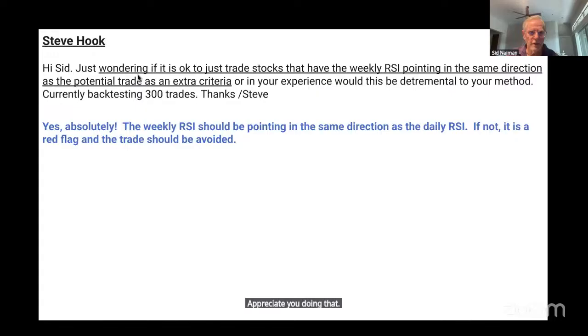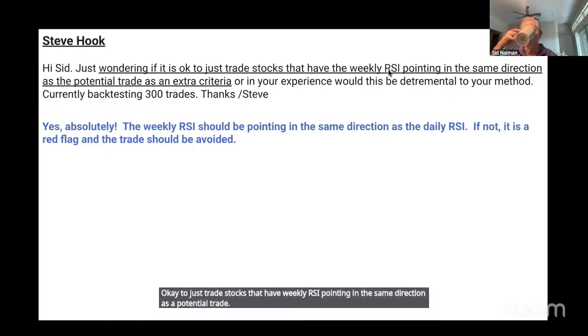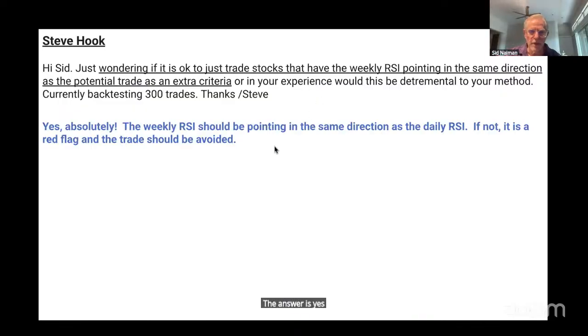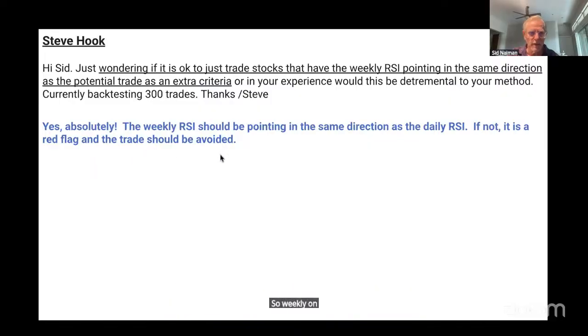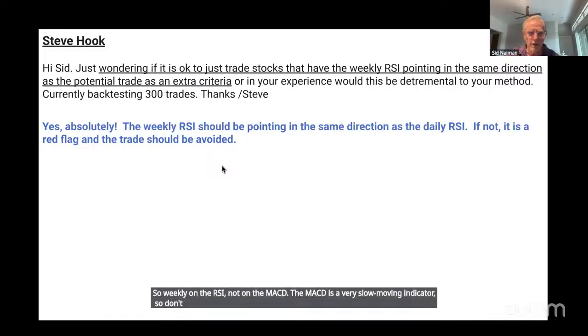Now, Steve says, wondering if it's okay to just trade stocks that have weekly RSI pointing in the same direction as a potential trade. The answer is yes. Matter of fact, the weekly RSI should be pointing in the same direction as the daily RSI for the trade. If it's not, it's a red flag and the trade should be avoided. So weekly on the RSI, not on the MACD. The MACD is a very slow moving indicator, so don't worry about the weekly on the MACD, just worry about the RSI as a red flag.